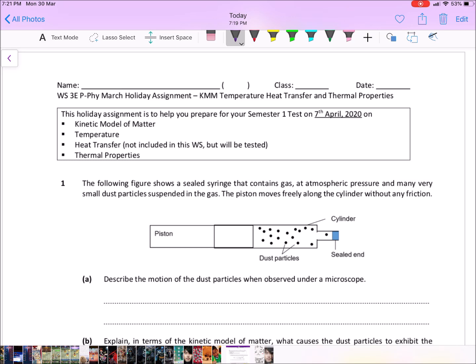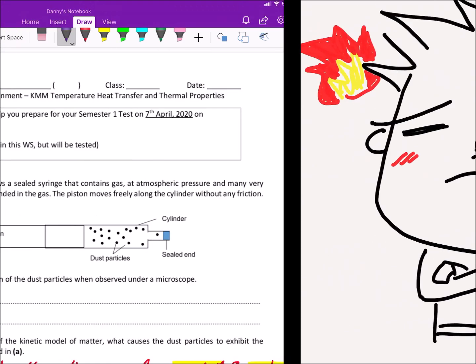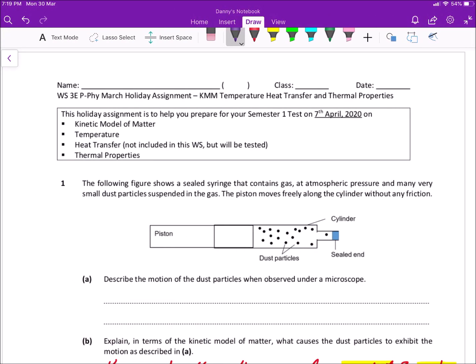But before I go through the common mistakes made in this assignment, I have to say that I am not very happy with your quality of work. When you were doing this assignment, some of you realized that you had forgotten, for example, how to answer a KMM structure question, or what the meaning of thermometric property is. So rather than going back to your previous worksheet to find out the answer, you decided to make a guess and let me mark and see whether it is correct or wrong.